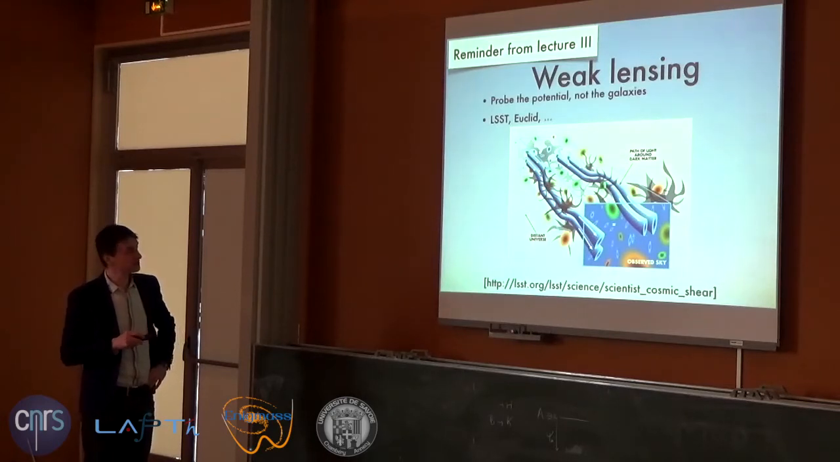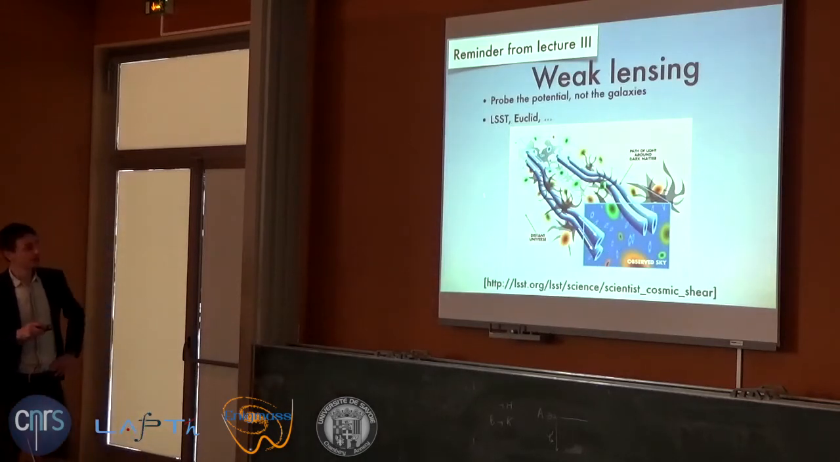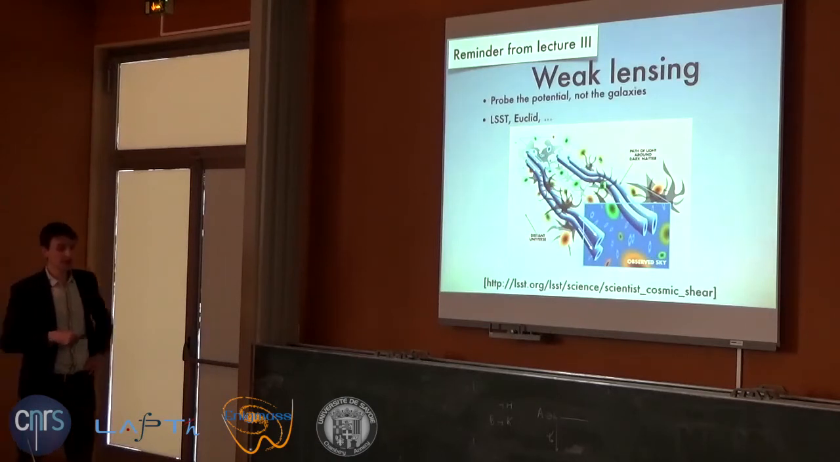And the orientation of the ellipses will no longer be exactly random, but there will be a correlation on our sky. So we started with initially random orientation. The lensing of the structure produces a correlated orientation of structure to our sky. And this is for galaxies.